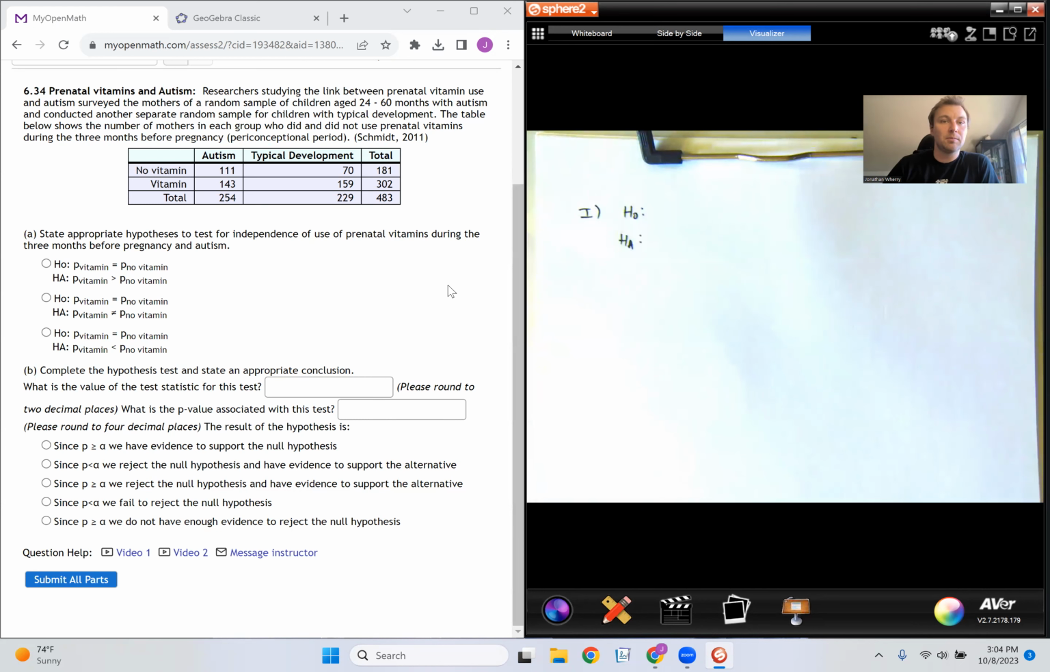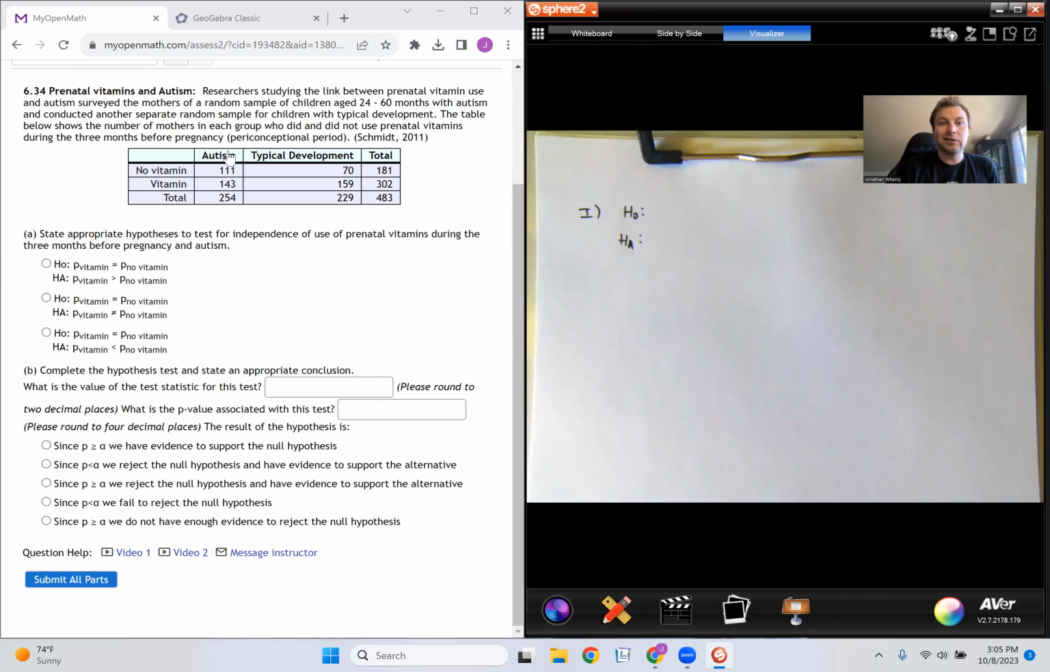And in this problem, researchers studying the link between prenatal vitamin use and autism surveyed the mothers of a random sample of children aged 24 to 60 months with autism and conducted another separate random sample of children with typical development. The table below shows the number of mothers in each group who did and did not use prenatal vitamins during the 3 months before pregnancy, and that information is here.